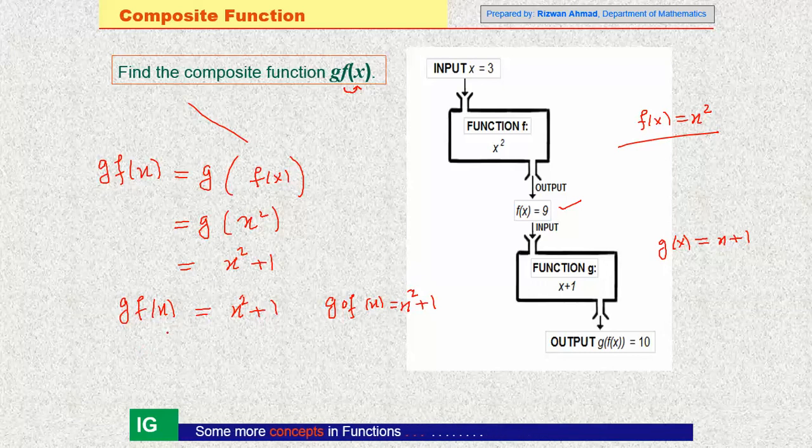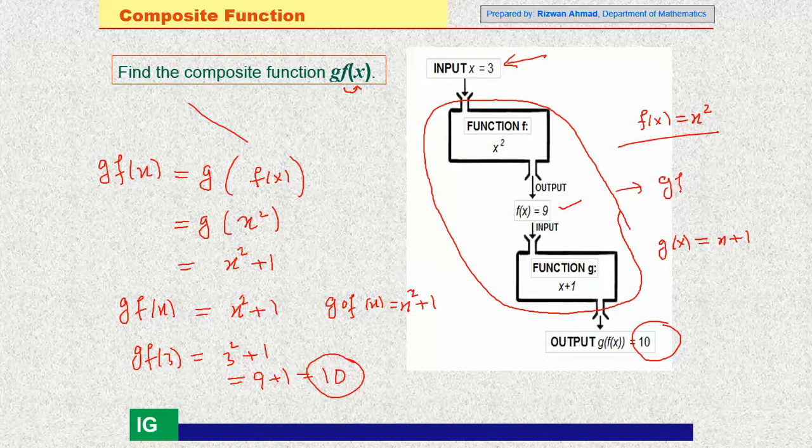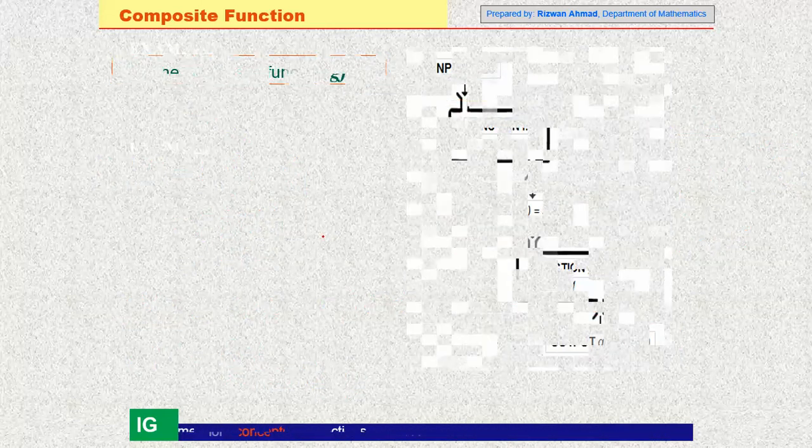Now see that if we directly put here 3, because the input was 3 in the beginning, it will be g f of 3, which will be equal to 3 square plus 1, so 9 plus 1, which is equal to 10. So we got exactly the same output. Here we did it in parts, here we did it directly. It means that this whole function is g f of x, and its definition is x square plus 1. Okay, so now we'll do one more example.